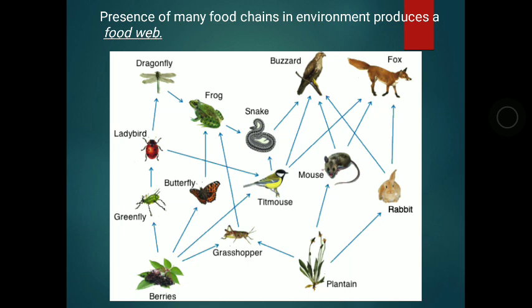Next, the presence of many food chains in the environment produces a food web. As you can see over here, one animal is not taken up by only a single consumer. Many food chains make up a food web. There are various ways. It shouldn't be that grass is taken up only by grasshopper. No, it can be taken up by anything. It can be taken up by cow, it can be taken up by goat, anything, man, anything. So all these food chains will make up a food web.